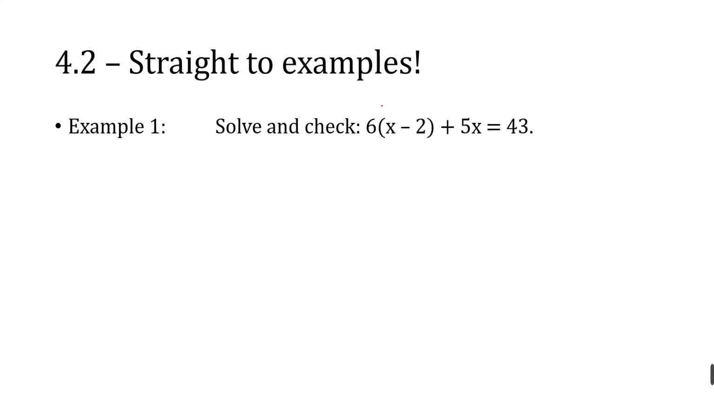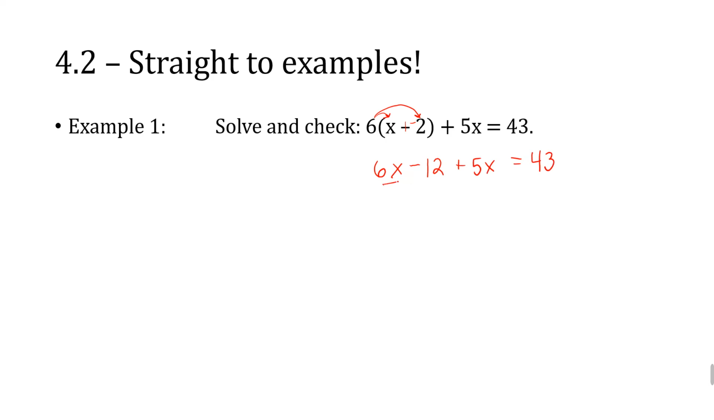Okay, so we're going to take 6 and distribute it inside the parentheses to both the x and the minus 2. 6 times x is 6x. 6 times a minus 2, or we could think of it as plus a negative 2, is like a negative 12 or minus 12. So I'm just going to keep it as minus, but if you want as plus a negative 12, you can do that. Plus 5x equals 43.